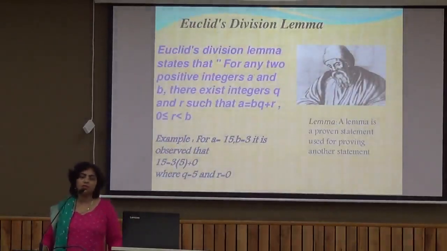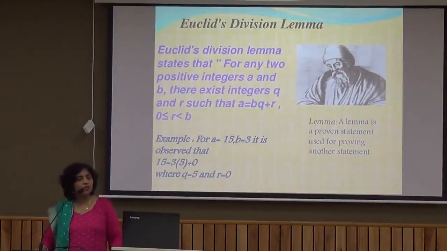First is Euclid division lemma. Euclid division lemma states that for any two positive integers a and b, there exist q and r such that a is equal to bq plus r, where r should be greater than or equal to 0 but less than b, where b is the divisor. If you can recall your division algorithm, it says dividend is equal to divisor into quotient plus remainder. So the lemma is the same form.